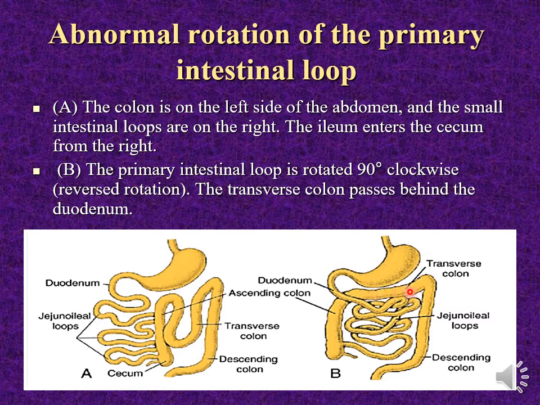This is the transverse colon, as you can see, and this is the duodenum. Here, the transverse colon settles behind the duodenum due to the wrong, reverse direction of the rotation of the intestinal loop.